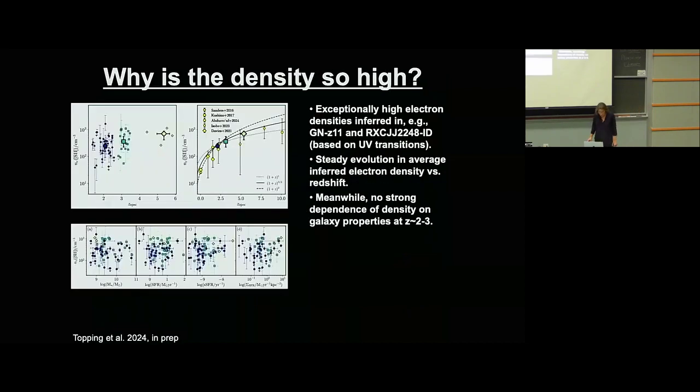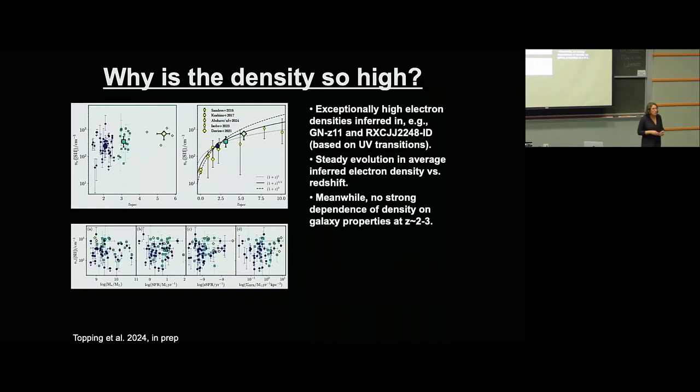This is one of the puzzles: why is the density so high? Now Dan was talking about, did you talk about this? I don't know. Did you mention the high density? Anyway, one of the things that's come up a lot in GN-z11 is that the density is really high, and also in Michael Topping's paper, which finds really high density.